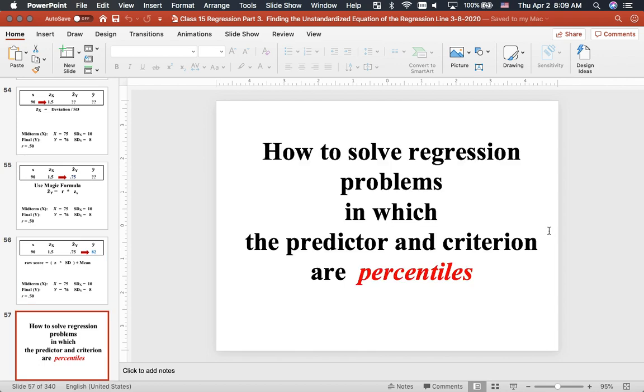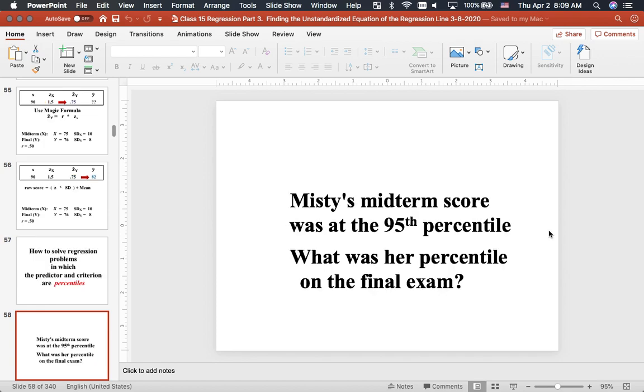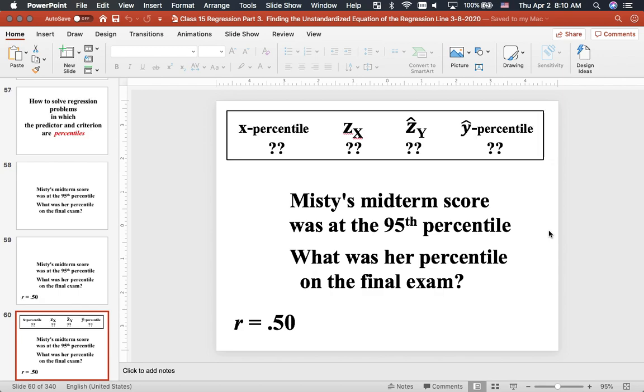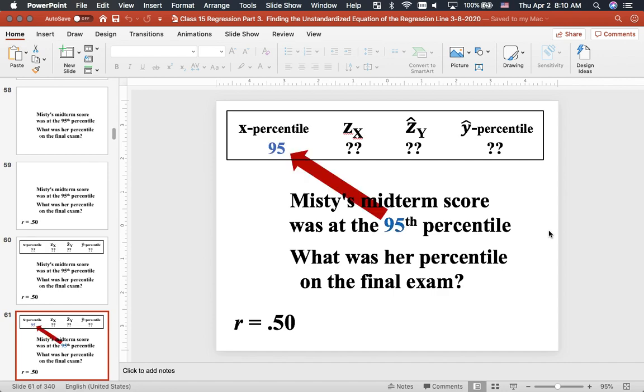How about percentiles? Well, you're probably going to have to break out that chart that we used a while back. Okay, so Misty scored at the 95th percentile. What is her percentile on the final exam? Let's keep going with the correlation between midterm and final at 0.5. So first, we can just write it up here. The percentile of her midterm, 95.